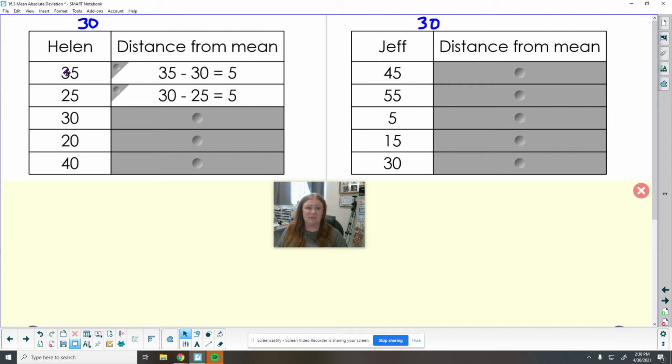So we can see here, this time she practiced more than her average, so that went in front. The second day she practiced less than the average, so that went behind. So the bigger number always is going to go in front. And then we just subtract, and it tells us how far the distance is from her average. 30 to 30 is 0. So she did exactly what she needed to that day. And then 30 minus 20 is 10, and 30 minus 40 is 10.